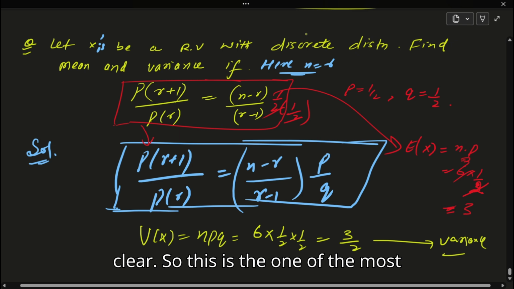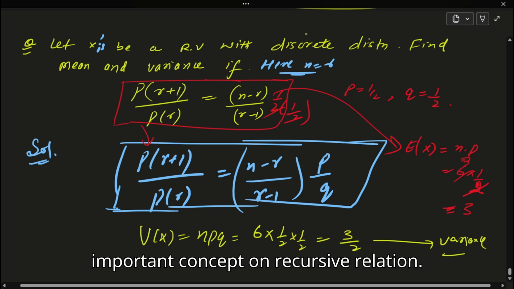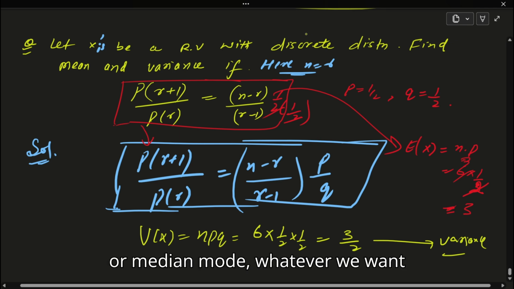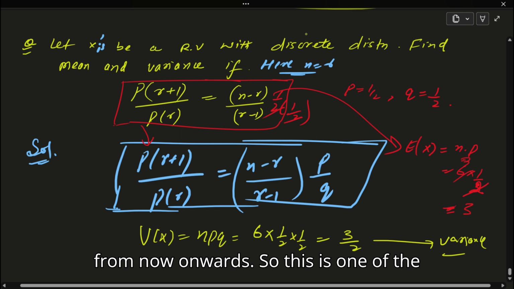Clear? So this is one of the most important concepts on recursive relations, how we can get the expectation, variance, or median, mode, whatever we want to calculate. So remember this from now onwards.